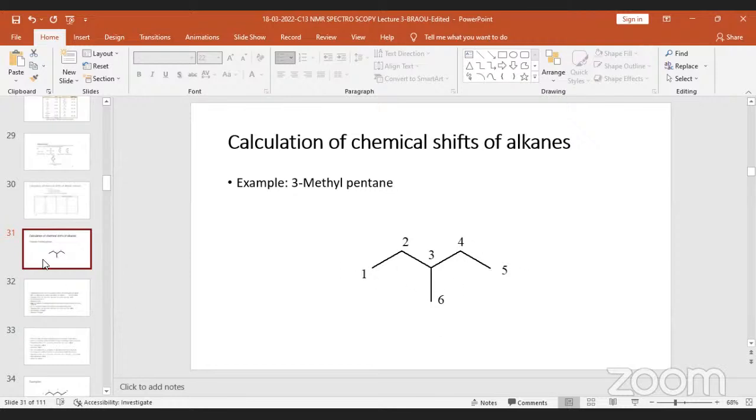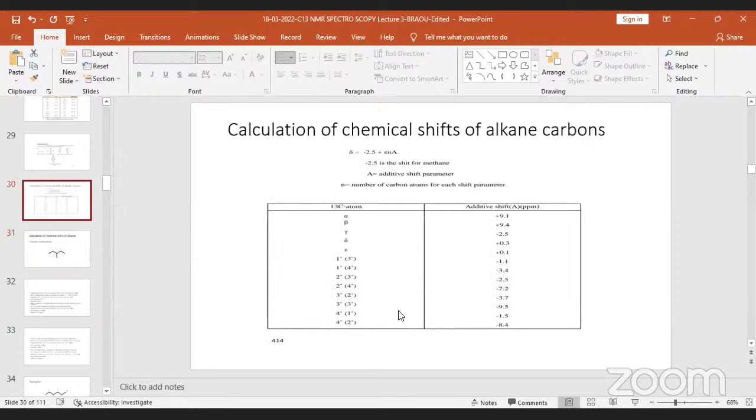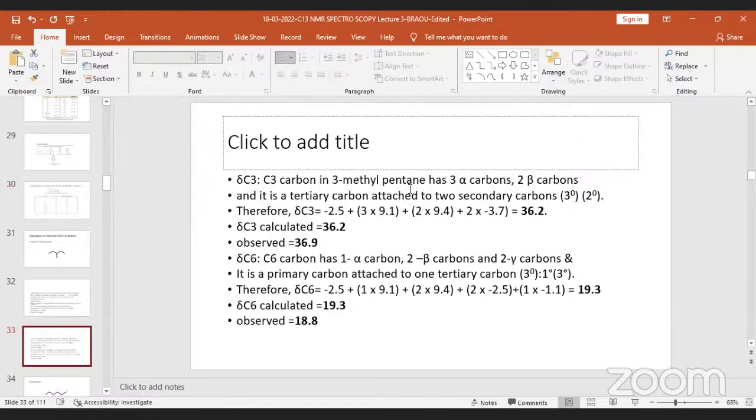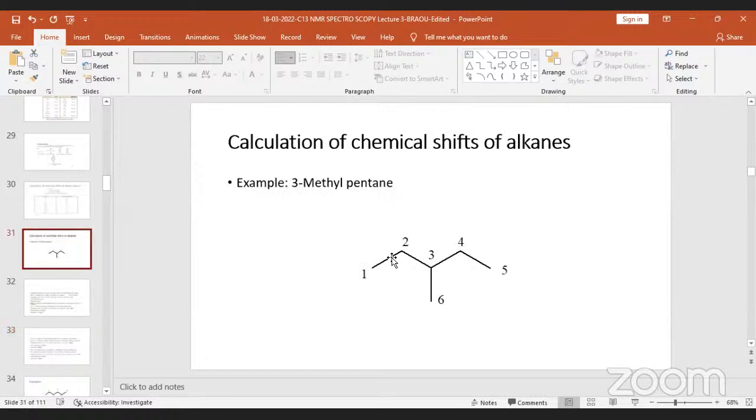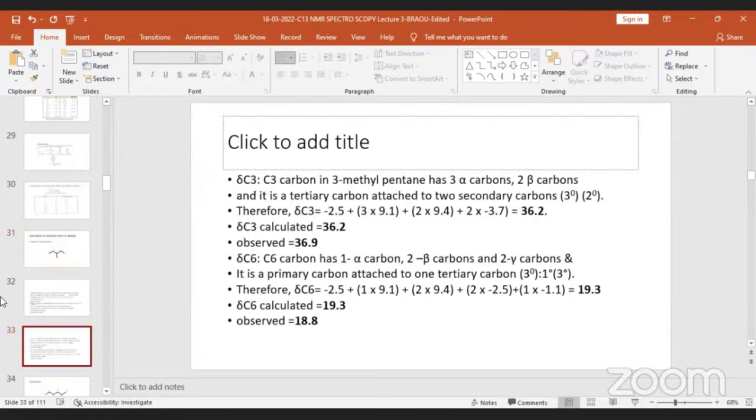And it is the tertiary carbon attached to secondary carbons and primary carbon. I don't think a shift parameter is there in here. So let us see. So delta C3 of 3-methyl pentane: it has 3 alpha carbons, 2 beta carbons, and it is a tertiary carbon attached to 2 secondary carbons, this one and this one. And you add those values again. Then therefore it will be minus 2.5 plus 3 into 9.1, and this comes to 36.2.